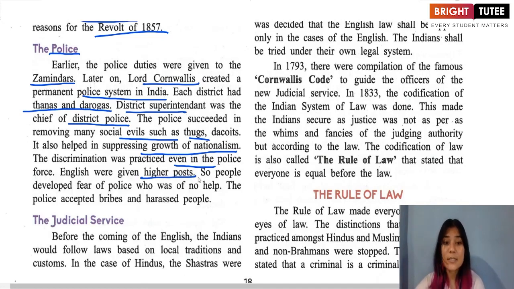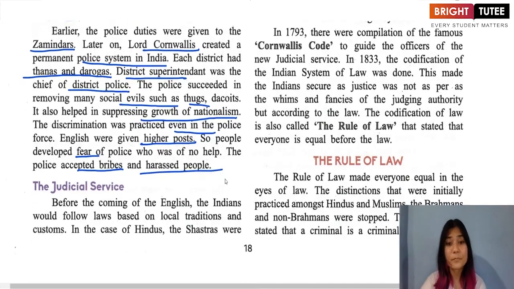And the people were treated very badly by the police officers. The people feared the police. The police did not help the people. The police accepted bribes and harassed the people. So because of this, the people in India were not happy with the police as well.